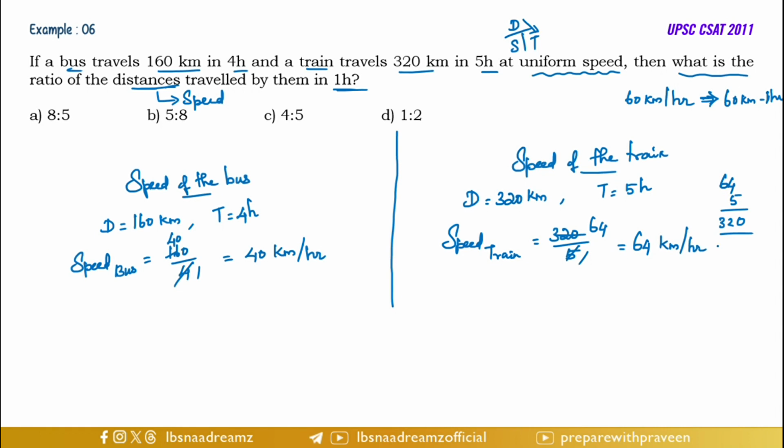So we have to find the ratio now. 40 is to 64. 5 eights are 40, 8 eights are 64, right? The ratio of the distances traveled by them in 1 hour is 5 is to 8. So the option B is the right answer.